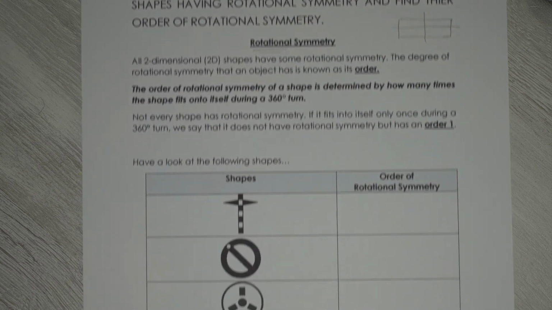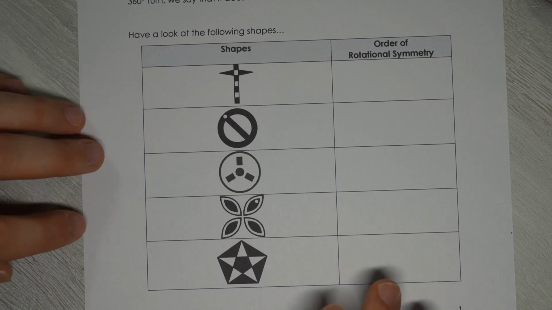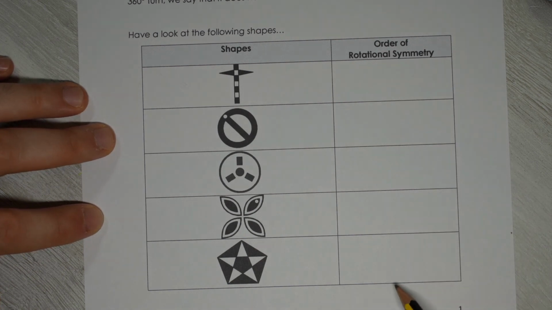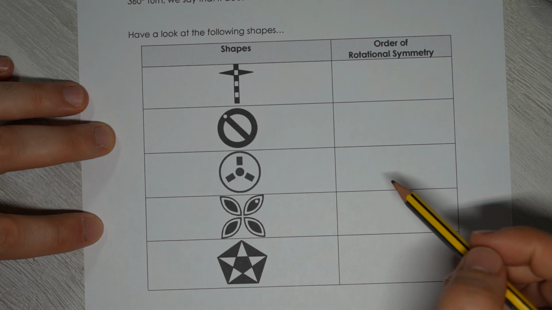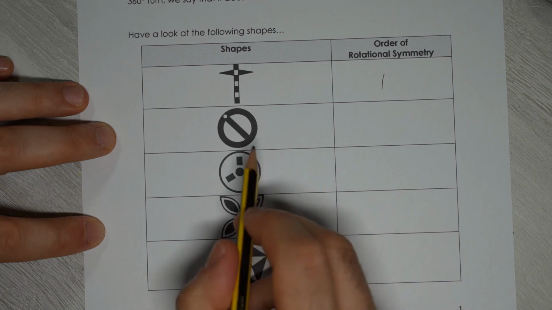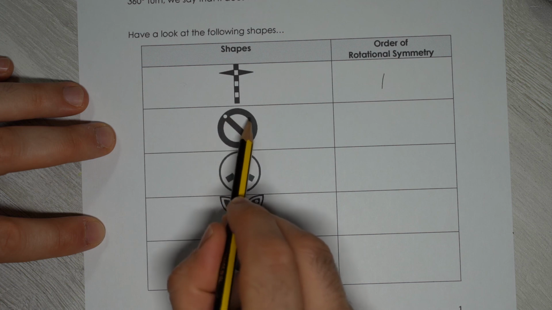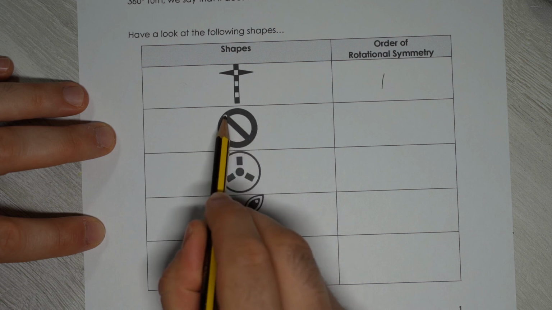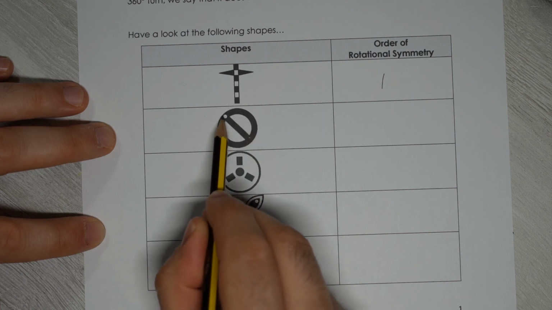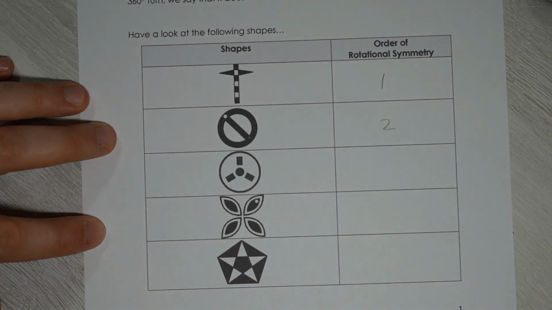Now let's continue on our worksheet. On page 1 you have this exercise. What you should do is write the order of rotational symmetry. So in this case, as we have seen on the PowerPoint presentation, this one has order 1. This shape here, if we turn it, it fits twice into itself. So first the circle will be here, and then it will be on that again. So it fits twice. So the order of rotational symmetry is 2.